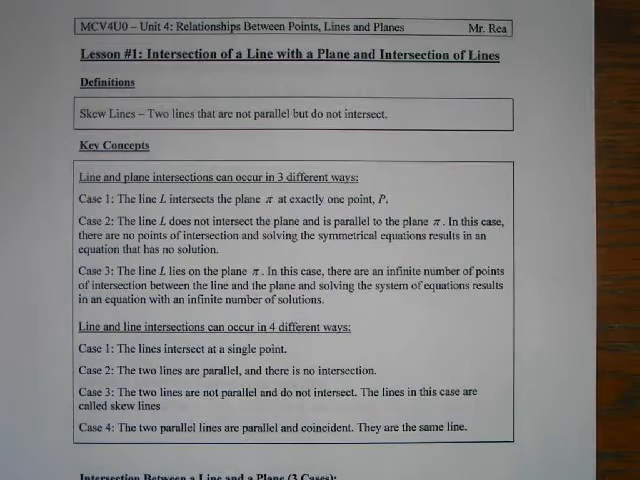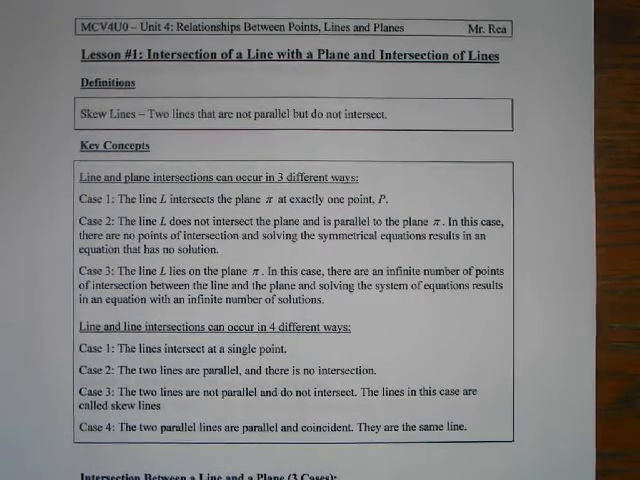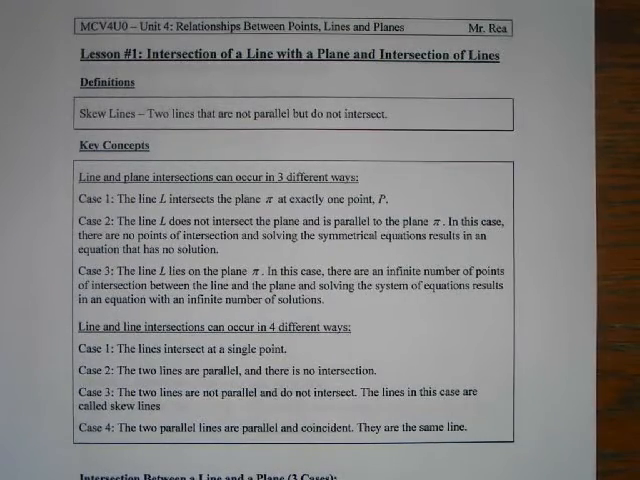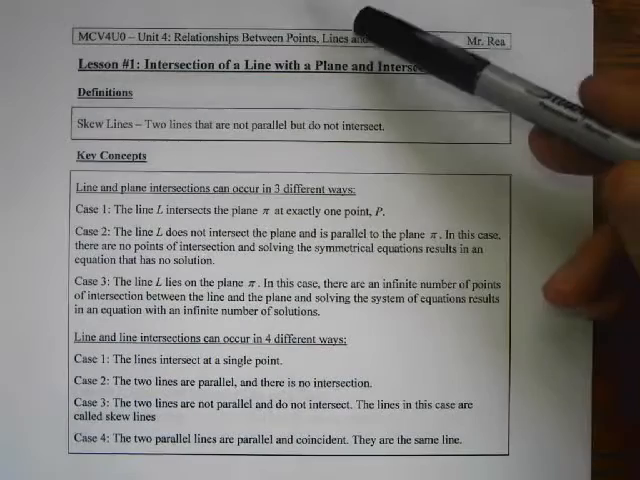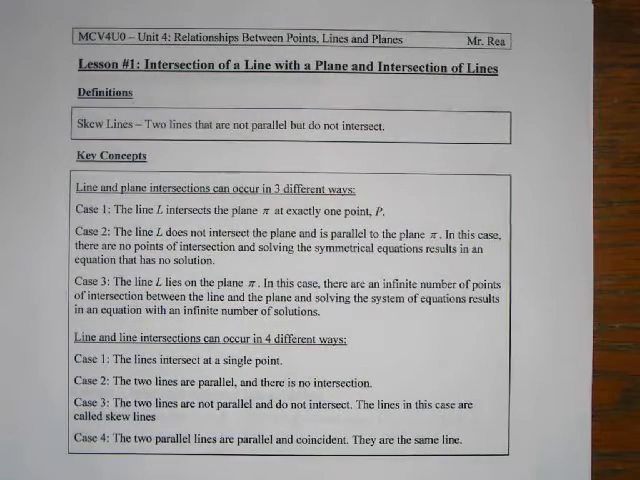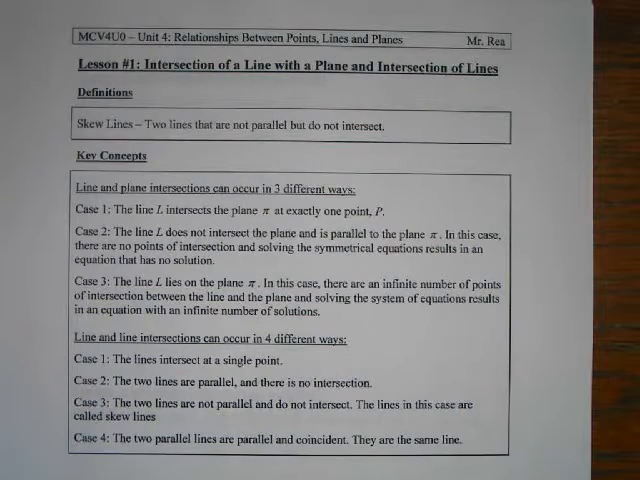This will be the only lesson that we do in Unit 4. The title for Unit 4 was Relationships Between Points, Lines, and Planes. So we're just covering one aspect of that, and that's looking at R3 and how a line might intersect with a plane, or how two lines might or might not intersect.